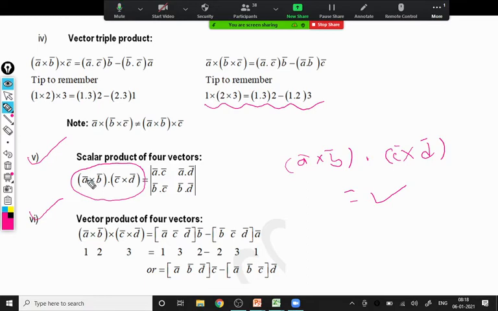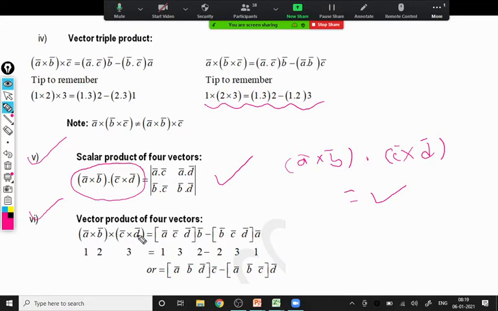So what it says: A cross B dot C cross D is a determinant. This is a determinant of A dot C, A dot D, B dot C, and B dot D. These are the entries of that determinant. So that's about the scalar product of 4 vectors, or scalar quadruple product. And last is the vector quadruple product. The product of 4 vectors where the resultant quantity is a vector again.